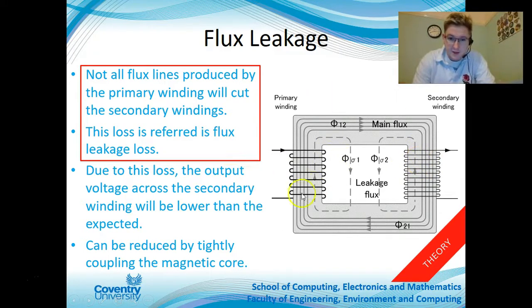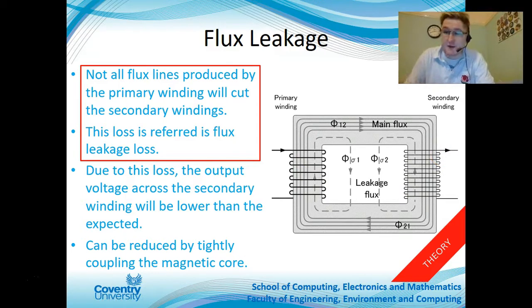Okay, so you've got your current flowing through your coil, and you've got the number of turns to produce a magnetomotive force. In an ideal case, all of the flux generated in the primary winding is going to link with the secondary winding, and hence you're going to get an ideal transformer style situation. However, in reality, as you can see here, you've got phi 1, which is flux that leaks away from the main flux and loops back in on itself and doesn't intersect with the secondary core windings.